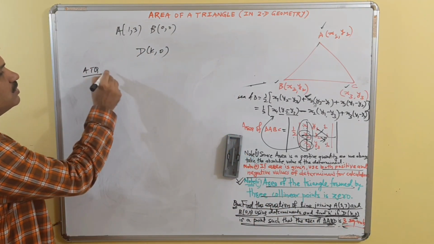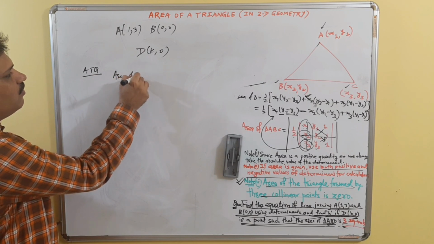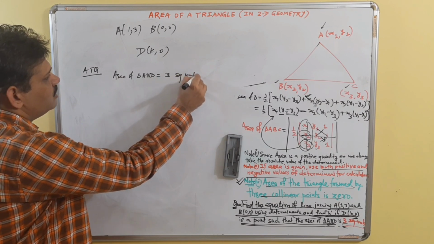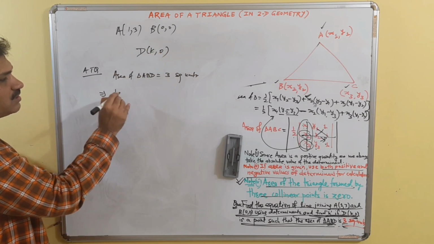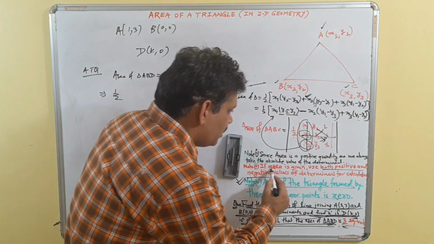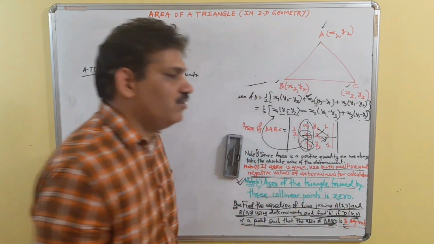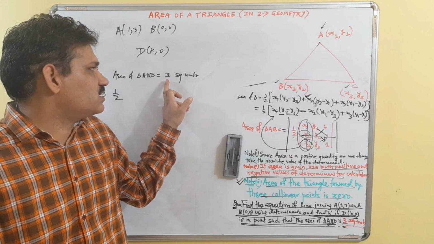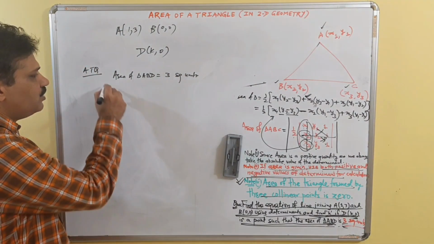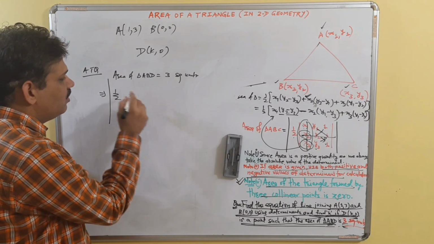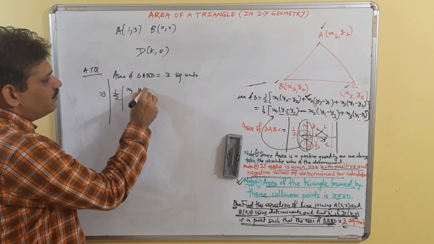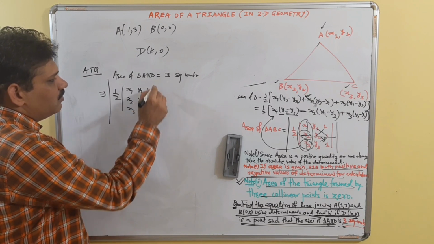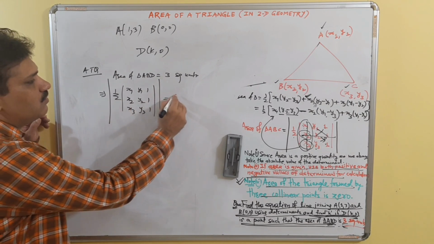According to the question, area of triangle ABD is equal to 3 square units. Well, area of triangle is half of the determinant. If area is given, use both positive and negative values of the determinant for calculation. Area is 3 square units, so we will use both plus 3 and minus 3, or simply put the absolute value sign here: half of the determinant x1 y1 1, x2 y2 1, x3 y3 1, the absolute value, is equal to 3.